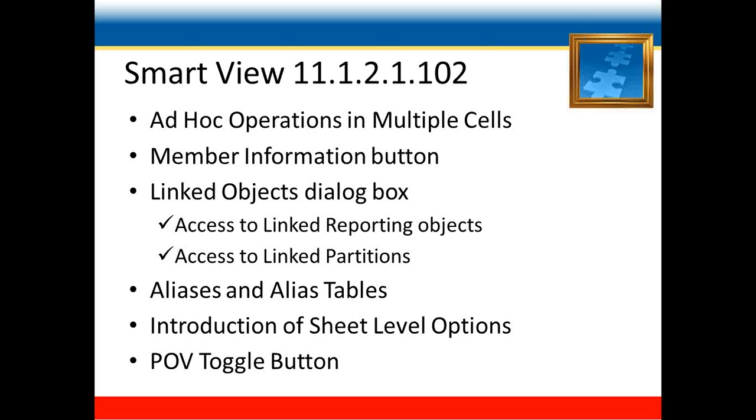Prior to this version, there was no sheet level option. All the options that existed in SmartView options were global options, and they were applied to all the worksheets and workbooks where SmartView was activated. So from this version onwards, you can apply some options which are specific to only some of the worksheets that you work with.